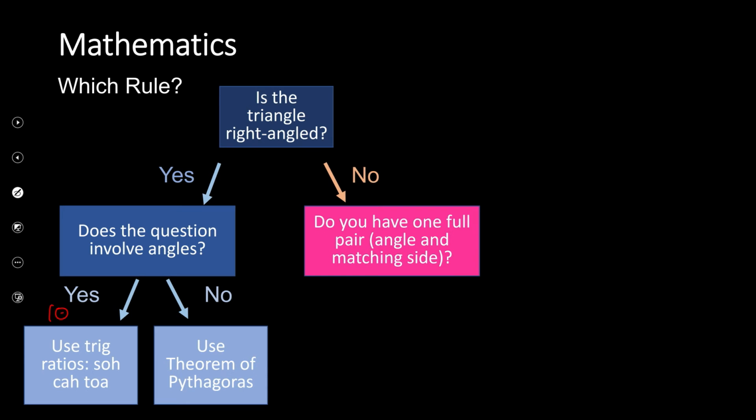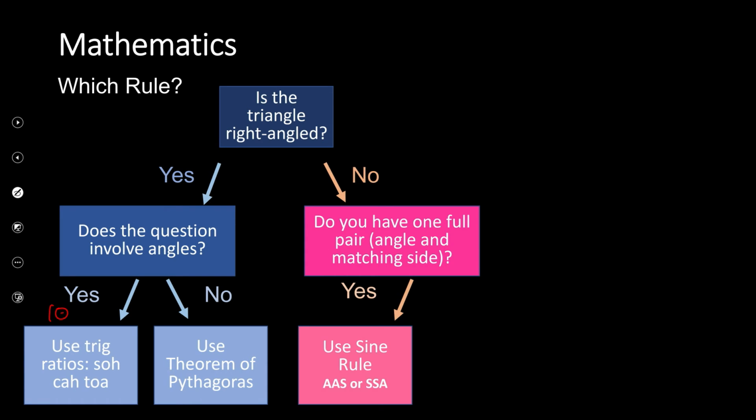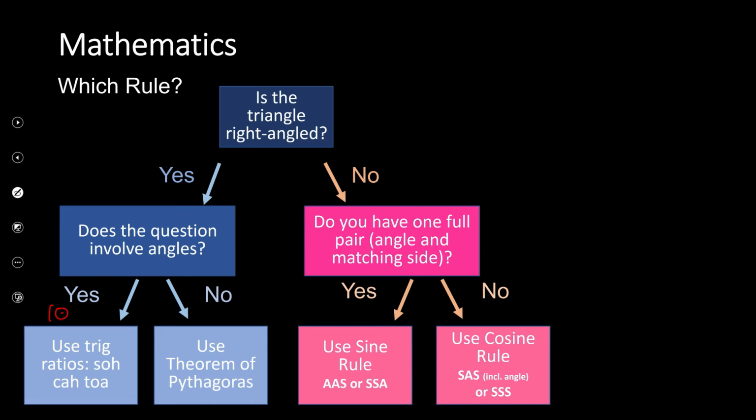So if the triangle is non-right angle, you need to check if you have one full pair of an angle and its matching side. If you have a full pair, then you know you can use the sine rule. If you don't have one full pair, then you've got to be using the cos rule. And remember, for the cos rule, you need either side angle side, and here it must be the included angle, or you must be having side side side.